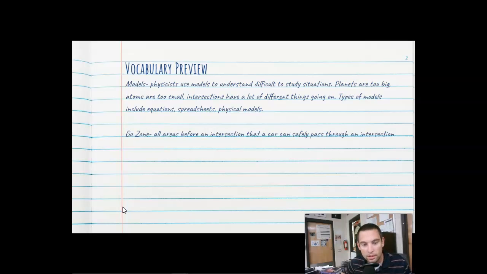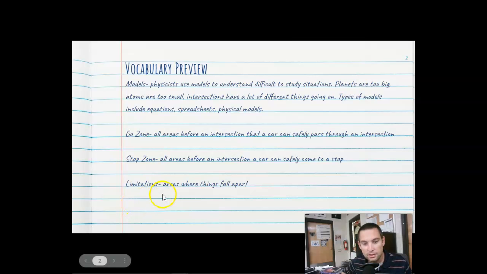The go zone is what we call the areas before an intersection that a car can safely pass through an intersection. The stop zone is an area before an intersection where a car can safely come to a stop before the intersection.